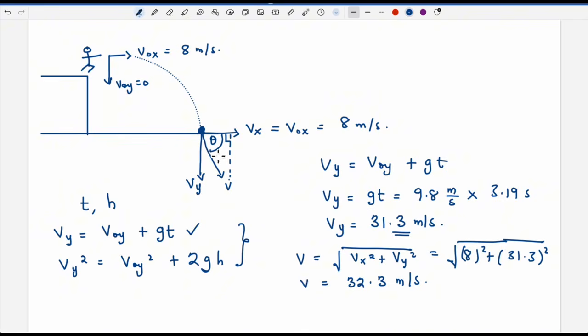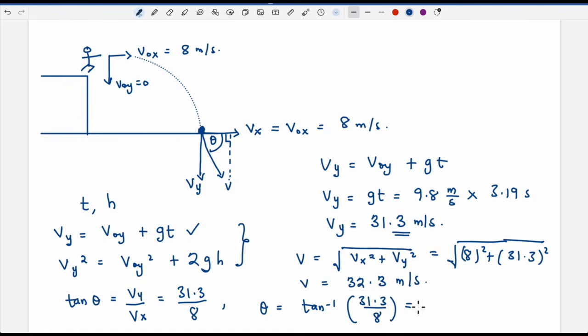Now let's look at the direction. So the direction, we can calculate that using tan theta, the tangent of the angle, which is equal to the opposite, which is Vy, divided by Vx. In this case, we have Vy to be 31.3 divided by Vx, which is 8. Okay, so theta would be the tan inverse of 31.3 divided by 8.